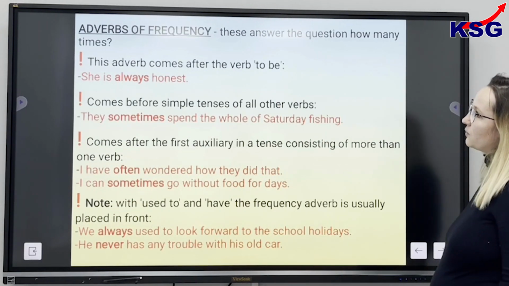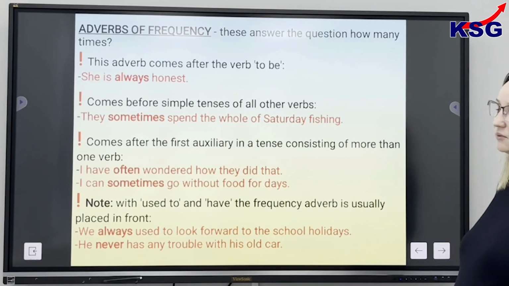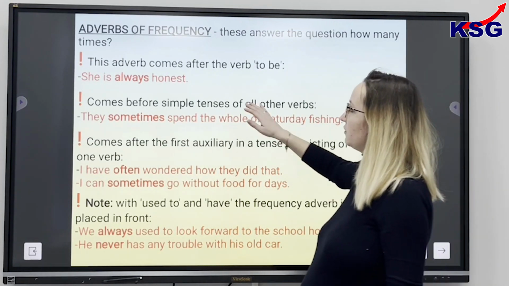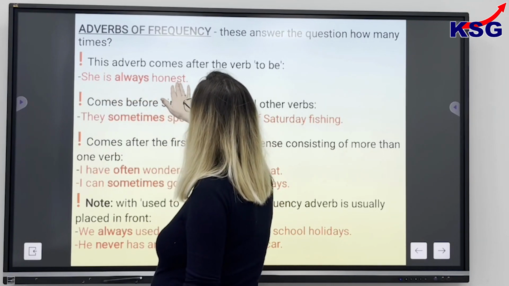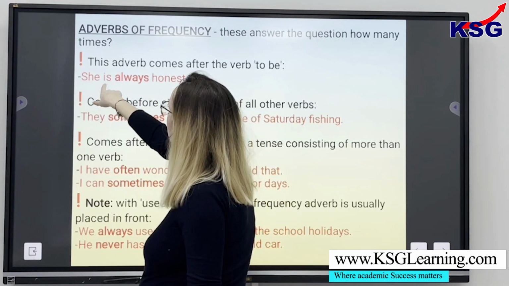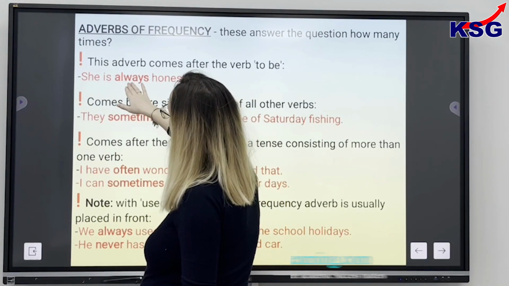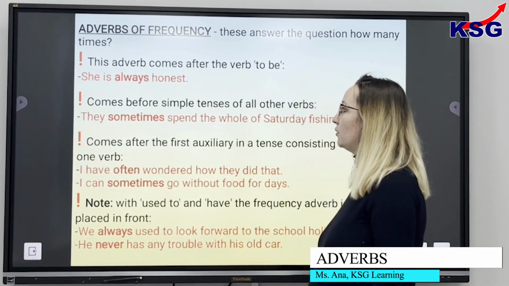The adverbs of frequency come after the verb to be. And we have an example here. She is always honest. The verb to be is, and after the verb to be, you can find the adverb always.